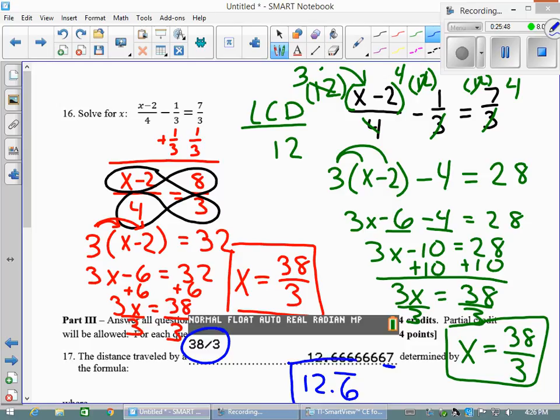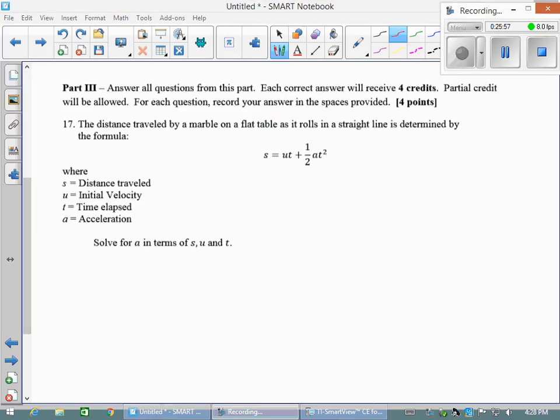So number 17 was a literal equation. They wanted you to solve for A in terms of S, U, and T. So the first thing I'm going to do is highlight A. This is what they want me to get by itself. So if I go back here, I want to get A by itself.